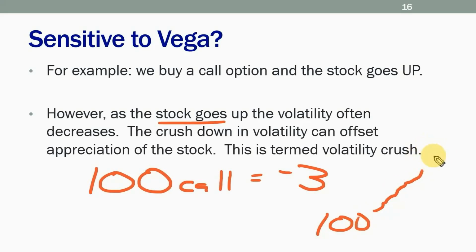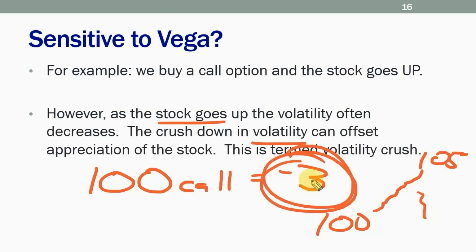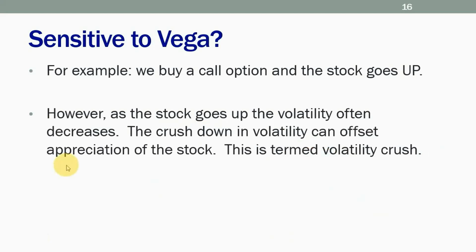Anyway, as the stock goes up, let's say skyrocketing to 105, its volatility actually goes down. As the volatility goes down, it's actually sucking some of the premium out of your $3. You're like, that's not fair. You kind of feel like it's what they call getting crushed, volatility crushed. That's exactly what it's termed. So as the stock goes up, volatility often goes down. Why? Because there's not as much risk.